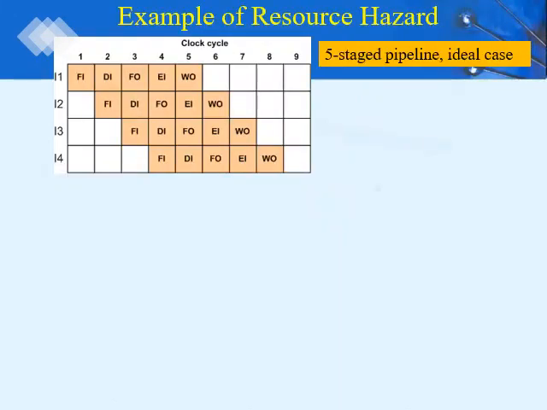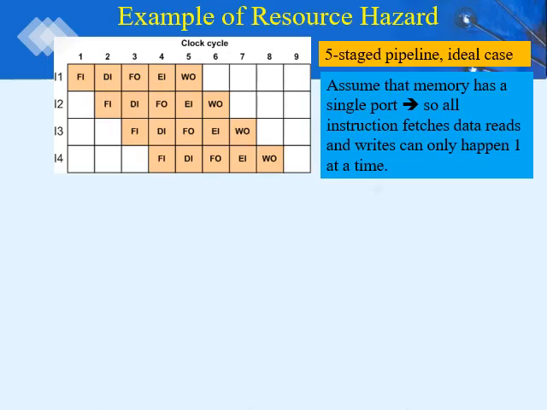Let us consider a simple example of a resource hazard. Assume a simplified 5-stage pipeline in which each stage takes 1 clock cycle. The figure in this slide shows the ideal case in which a new instruction enters the pipeline each clock cycle. Now assume that the main memory has a single port and that all instruction fetches and data reads and writes must be performed one at a time. Further, we're going to ignore the cache.